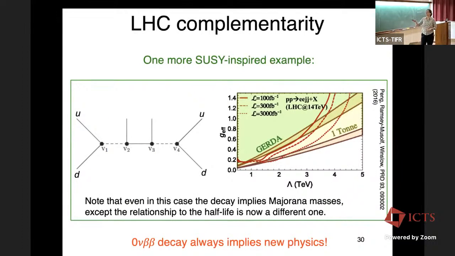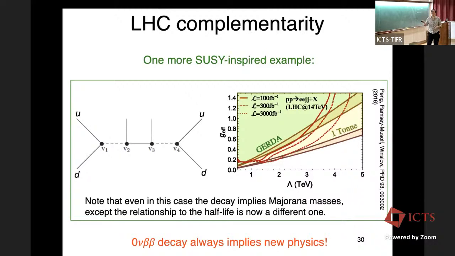And here's another example from Michael Ramsey-Musolf's group, where they're looking at another particular model. And you can directly see the complementarity between the LHC searches, which are here in these red curved bands, and the parameter space tested by current and future neutrinoless double beta decay experiments. And we see that they are very much testing the same kind of parameter space. And in fact, the double beta decay is probing it to high energies.